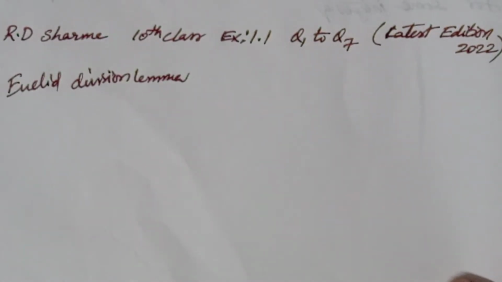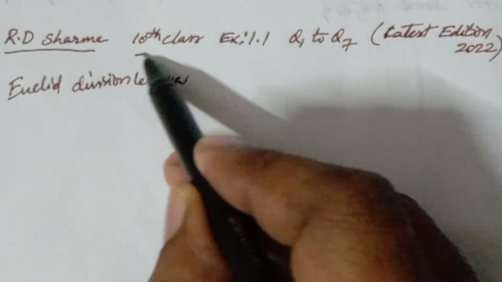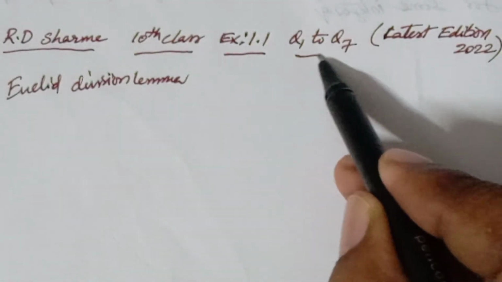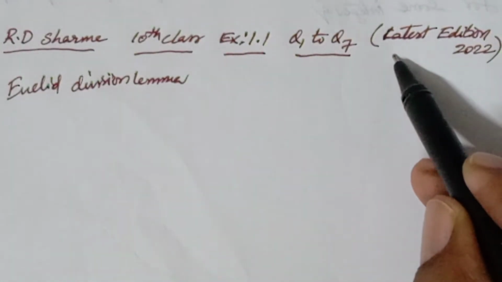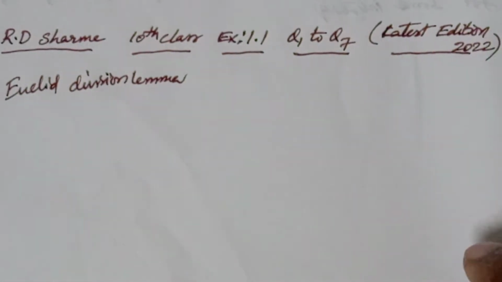So here this is a new topic. You are going to deal with RD Sharma 10th class CBSE, exercise 1.1, question number 1 to 7, according to the latest edition 2022.